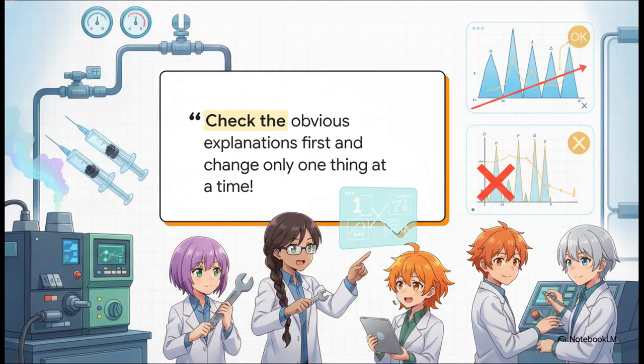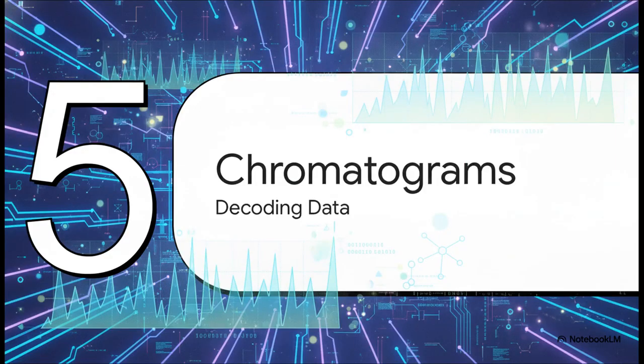And here is the absolute most important part. When you're fixing it, you must change only one variable at a time. If you change 3 things at once, you'll literally never know which tweak actually solved the problem. Now on to Section 5, reading the chromatogram.